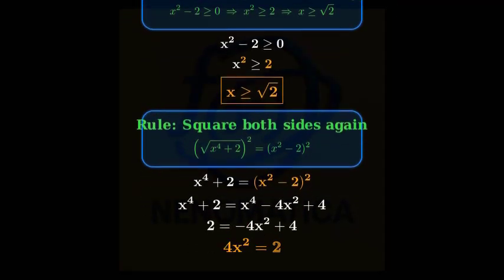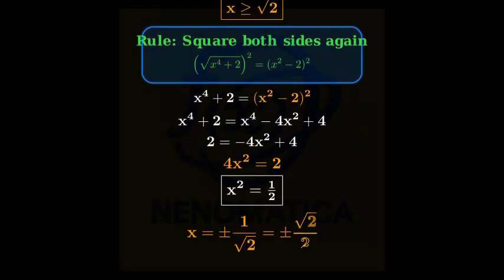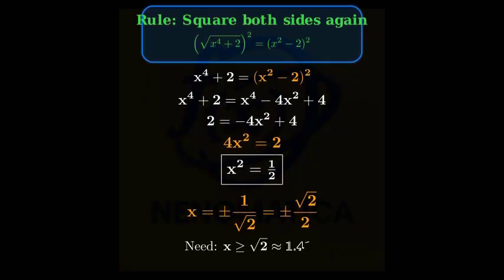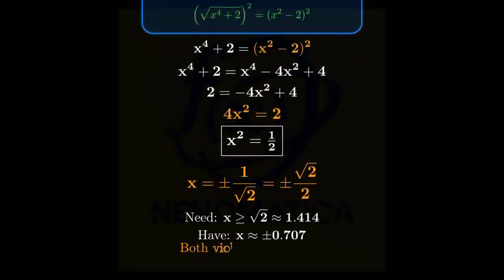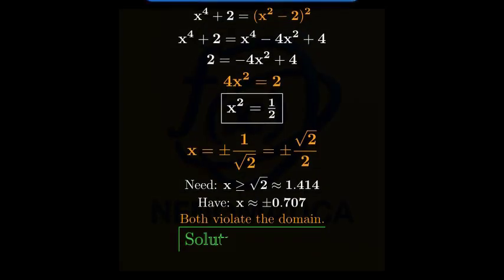Step 7. Take square roots to obtain candidates, and then check the domain condition x at least square root of 2. The candidates are plus or minus 1 over square root 2, which equals plus or minus square root 2 over 2. These are approximately plus or minus 0.707, which do not satisfy x at least 1.414. Therefore, both candidates are extraneous. To visualize the domain conflict, here is a quick number line. Square root of 2 marks the boundary.